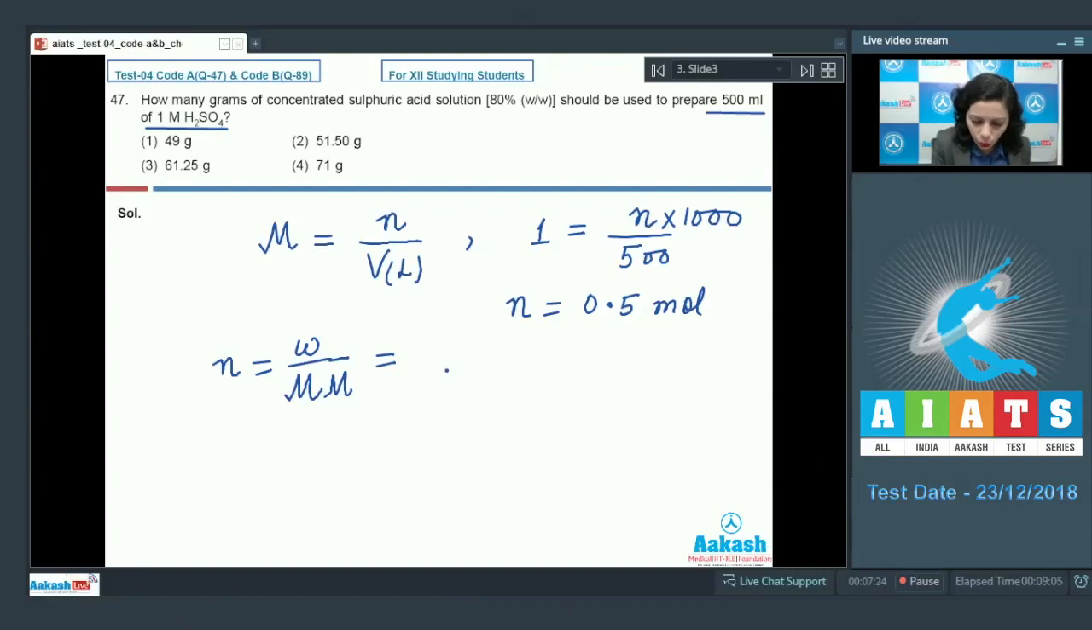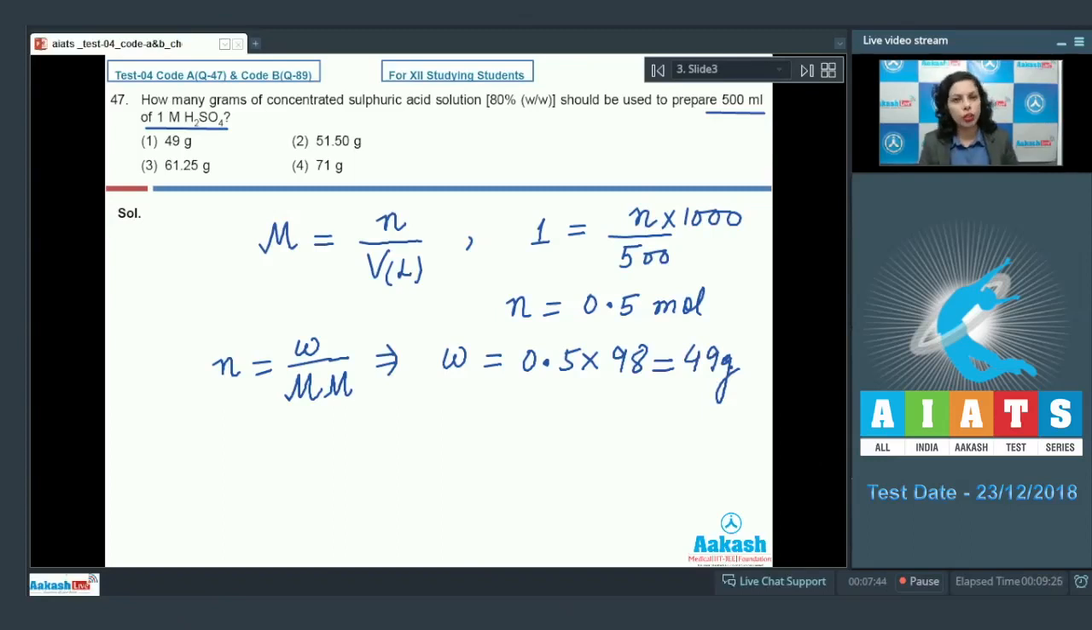So this weight you can calculate on the basis of the number of moles times the molar mass, that is 98 gram per mole, and it would be 49 gram. This is basically the amount of H2SO4 that you need. But the one thing that's remaining here is that the sulfuric acid given to you is 80% weight by weight. It means you need more amount to prepare that particular solution.